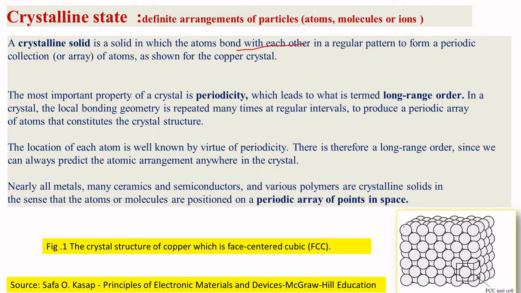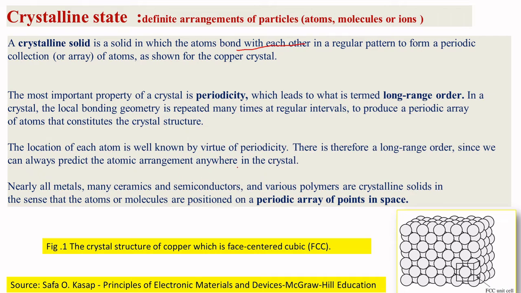You can see here a representation of copper. It's a face-centered cube. You can see they are all bonded to each other, completely bonded, with positive ions and negative ions together. Right, the positive and negative ions are inside this. So it's completely shown here.